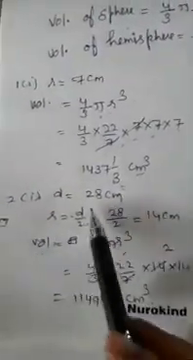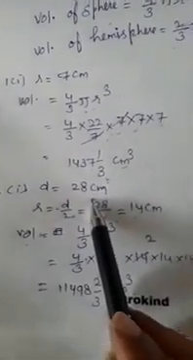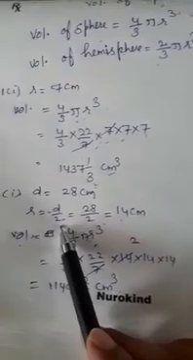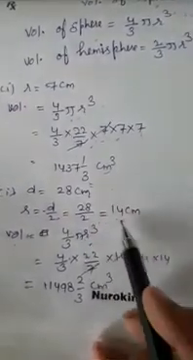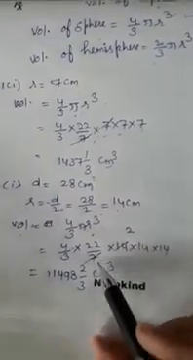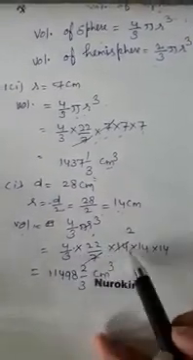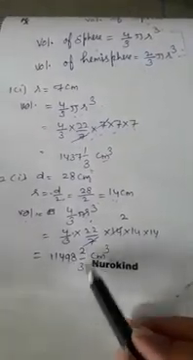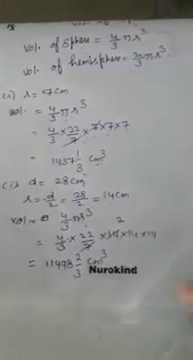In the second question, in place of radius, diameter is given. Diameter is 28 centimeter and we have to find the radius. So radius is half of diameter, 28 upon 2, that is 14 centimeter. For volume apply the same formula, 4 by 3 pi r cube. When we solve, we get 11,498 2 by 3 cubic centimeter.